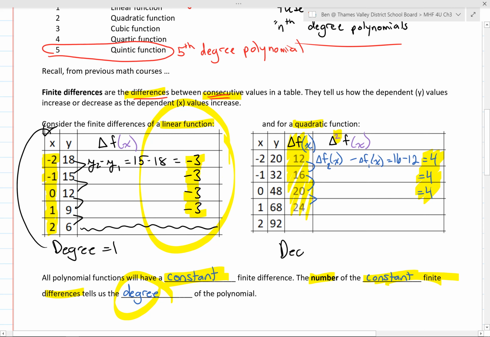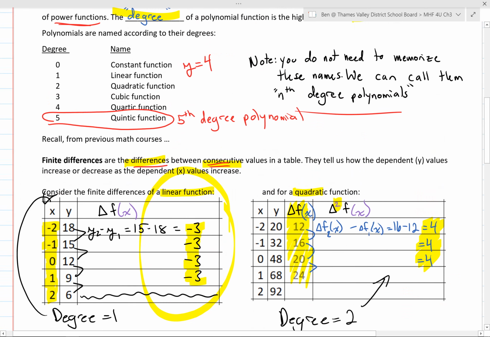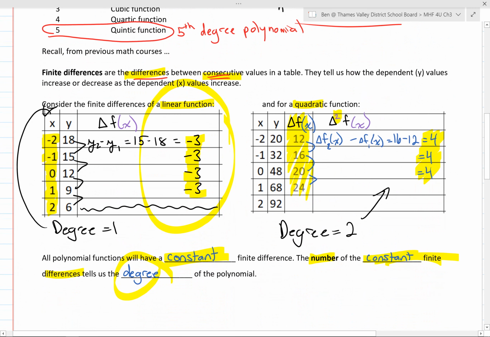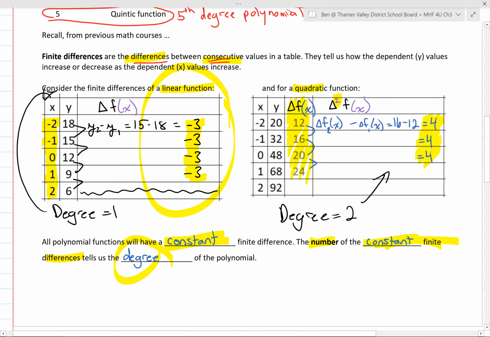Our degree equals 2 since our second finite differences are constant here. So we could find our degree from the equation by determining the highest exponent on a variable, or we can find the degree from a table of values by determining which finite differences are going to be constant for us.